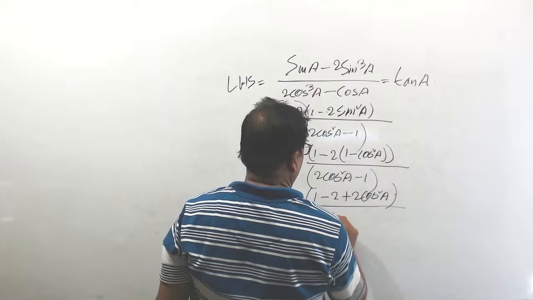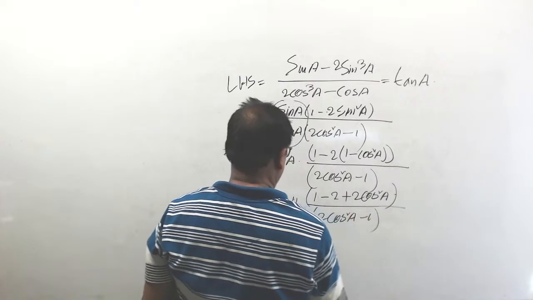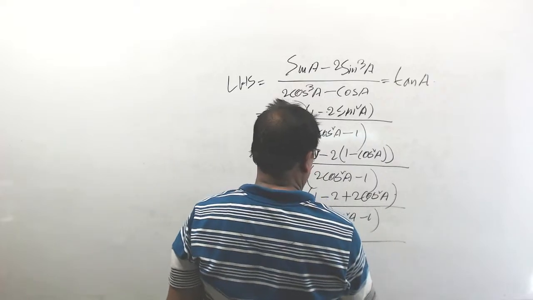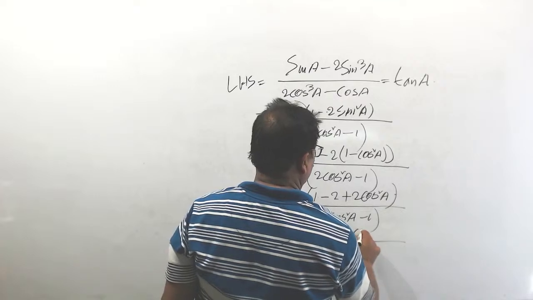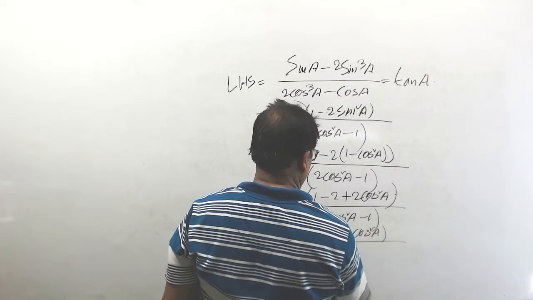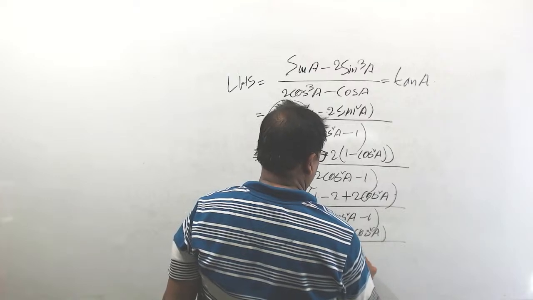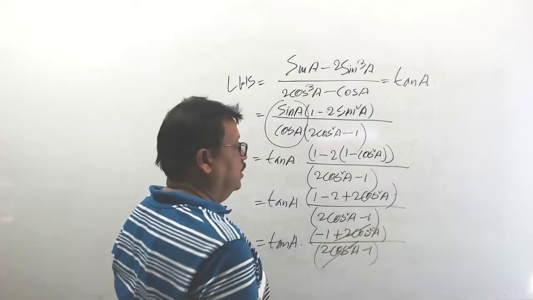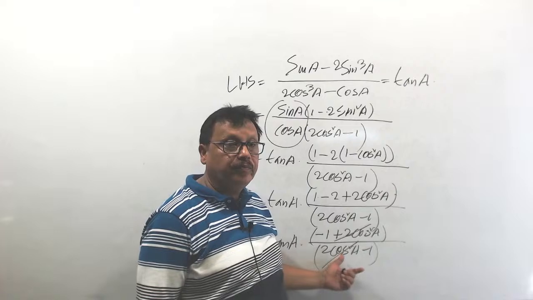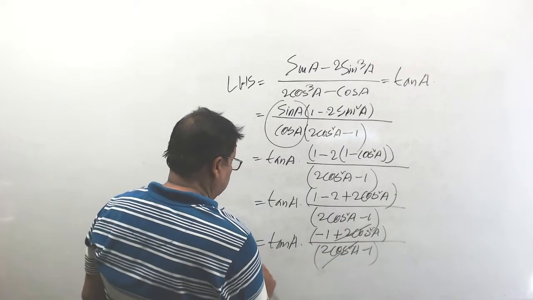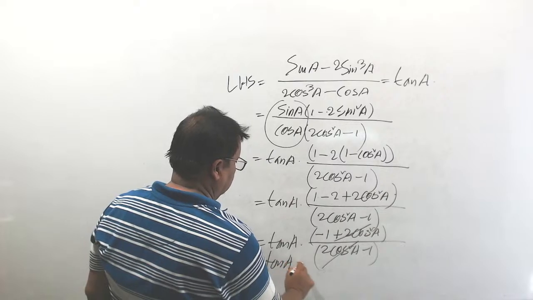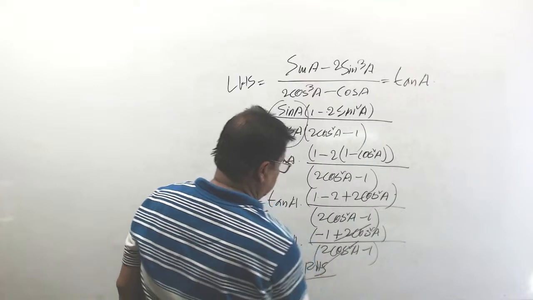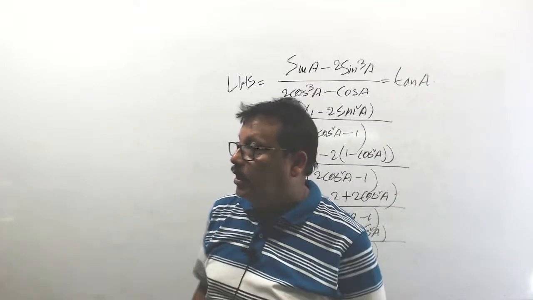That is 2 cos square A minus 1. Understood? I think clear? tan 10A into minus 1 plus 2 cos square A minus 1. Understood? See, these cancel. Both are same. That means 10A. What to prove? 10A is equal to right hand side. Already proved. Is equal to right hand side.